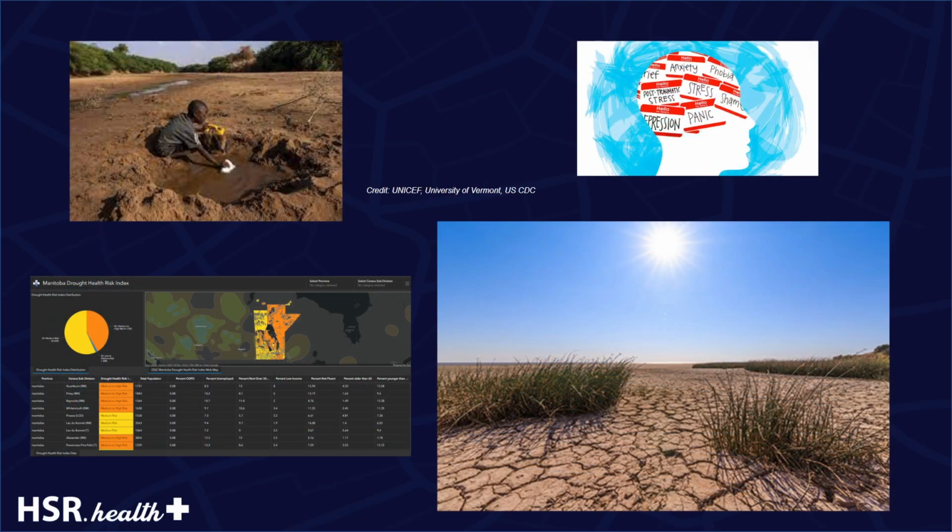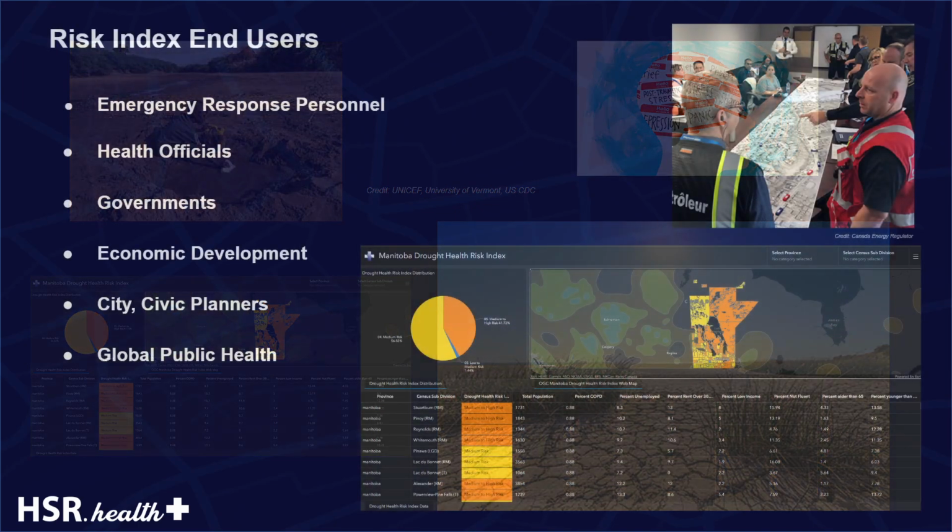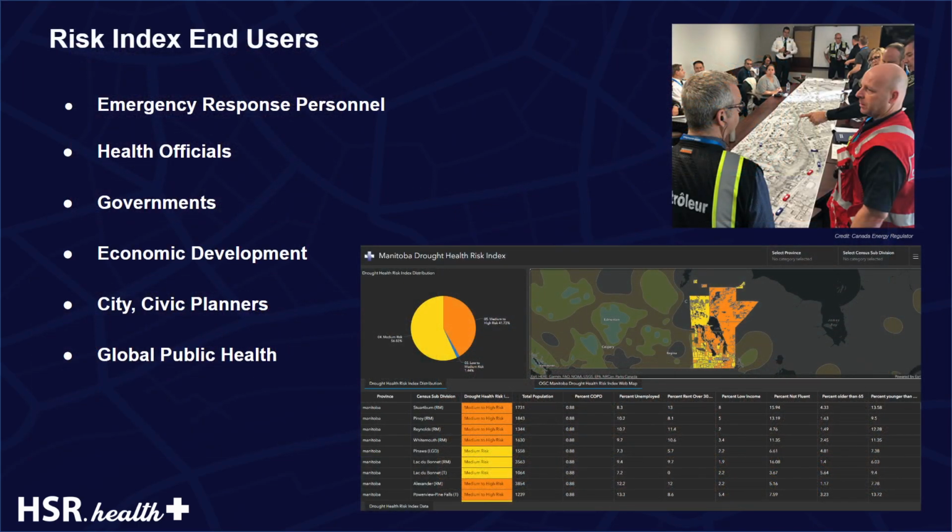The Drought Health Risk Index identifies a priori the health and medical needs of the impacted population and informs emergency response personnel, public health officials, governments, economic development, city and civic planners, and global public health organizations of the information that they need to develop policies for resilience during a drought to limit its impact, as well as speed response and supply efforts during a drought scenario.